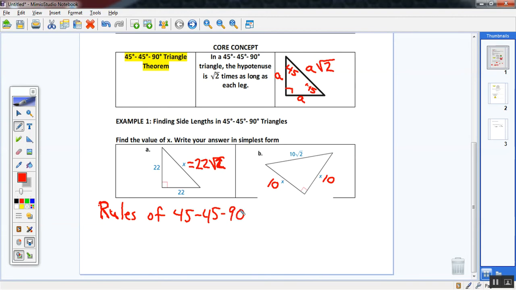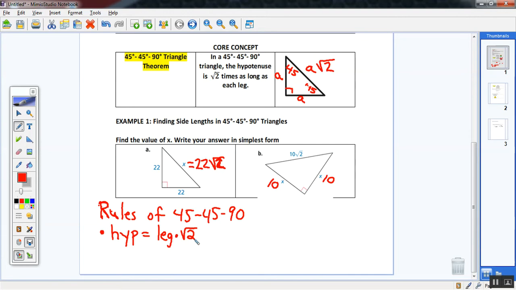45, 45, 90 triangles. If you're looking for the hypotenuse, the hypotenuse is equal to a leg times the square root of 2. Okay? If you need to find the hypotenuse in a 45, 45, 90 triangle, the hypotenuse is equal to the leg length times what?